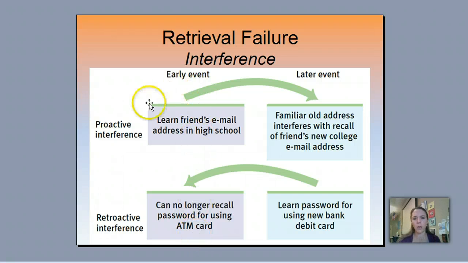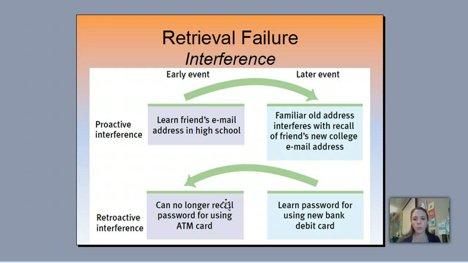Versus the other way around, if you learn something earlier and that gets in the way, like in a math class, and then it changes, it gets in the way of learning new information. So pro is prior knowledge getting in the way. Retro is new information getting in the way of old. All right, you really need to know the differences between those two. Maybe highlight or circle that and we'll talk about it in class.